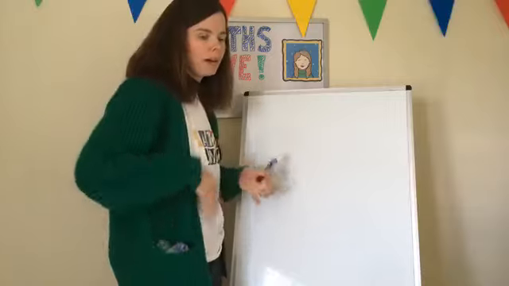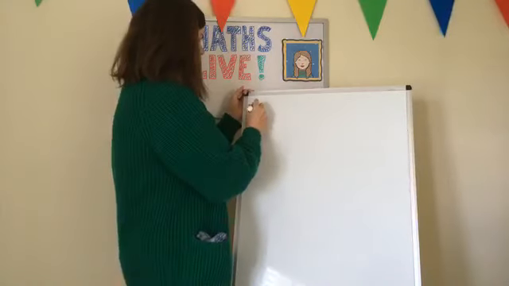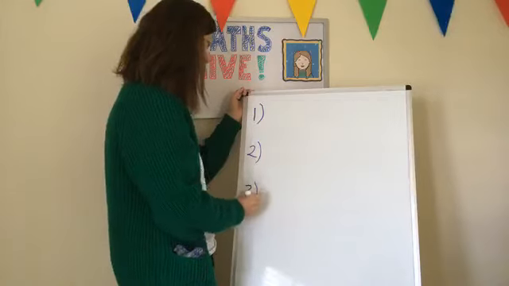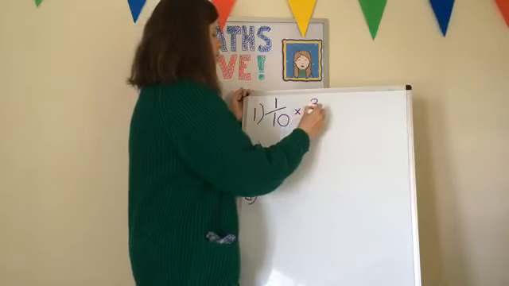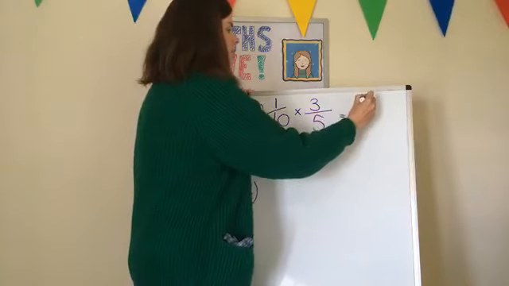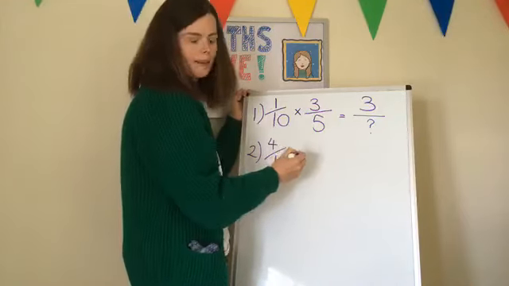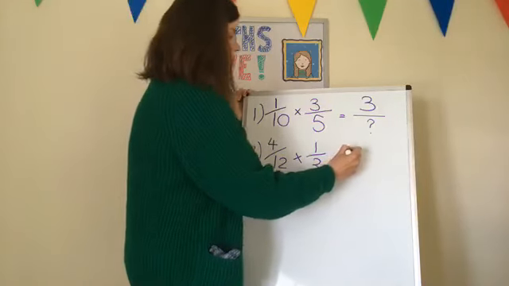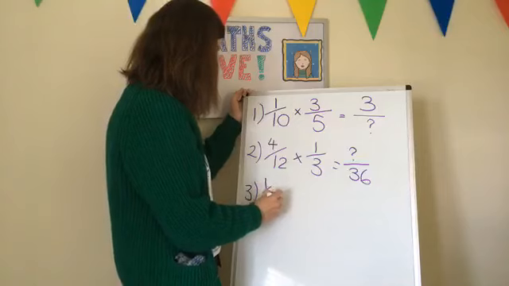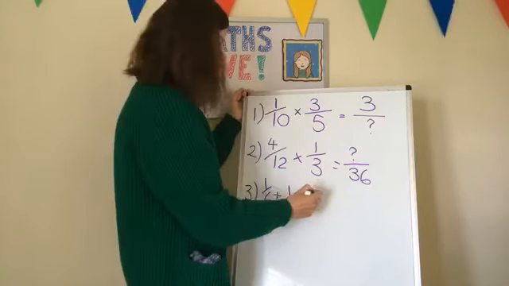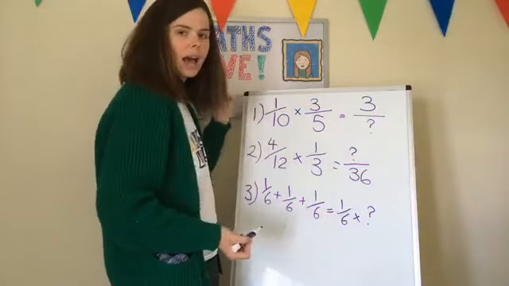The important skill is remembering how to do the multiplication with the fractions, and then everything else is just remembering other skills. Here are the 3 questions that I put to you before the lesson. I'll give you a little bit of time to have a go. So 1/10 times by 3/5 equals 3 over something. Question 2 was 4/12 times by 1/3 was something over 36. And then 1/6 plus 1/6 plus 1/6 equals 1/6 times by what? Have a go at those.